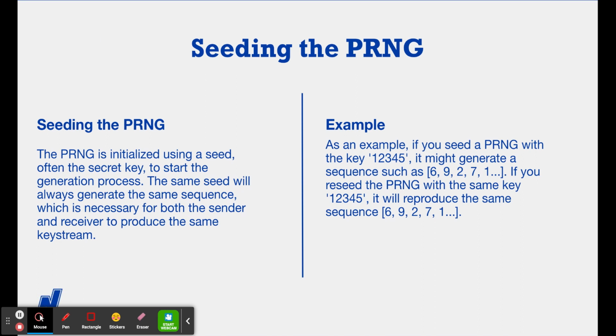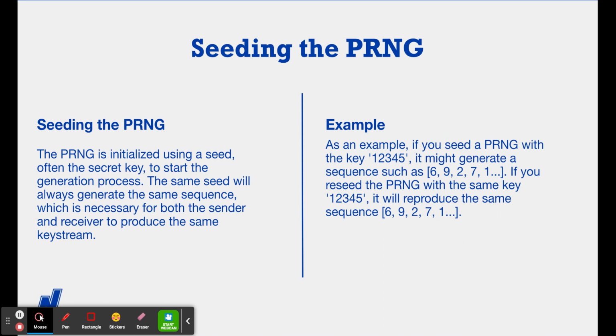Now let's talk about what reseeding the PRNG is. An example of seeding a PRNG would involve using a key such as 1, 2, 3, 4, 5. If you seed the PRNG with this key, it might generate a sequence such as 6, 9, 2, 7, 1. If you later reseed the same PRNG with the same key, 1, 2, 3, 4, 5, it will reproduce the same sequence.